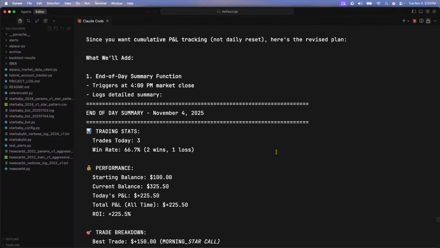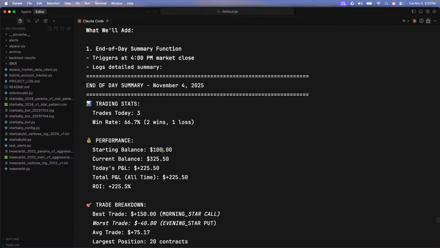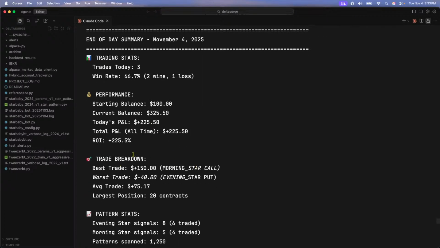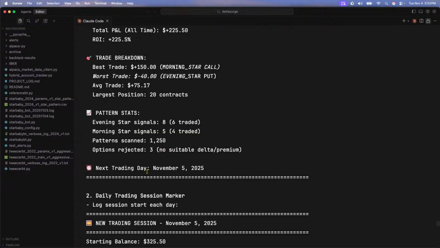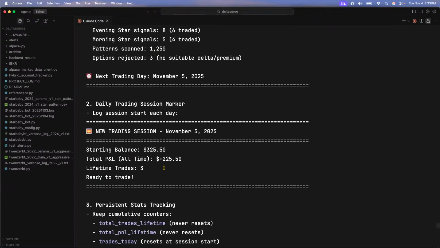Priority 3, end of day summary: 3 trades, starting balance, ending balance, trade breakdown, worst trade, best trade, average position, morning, evening, next trade day, daily.